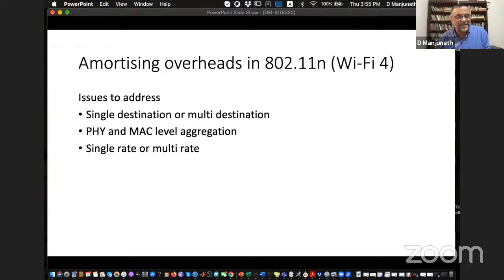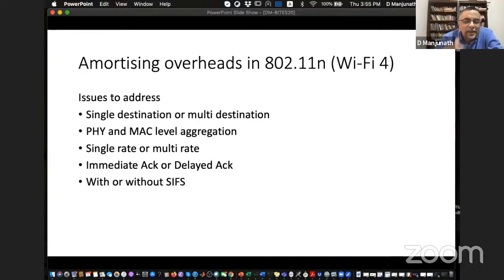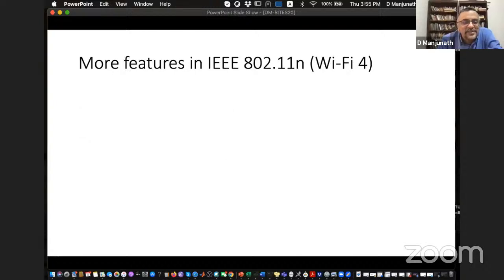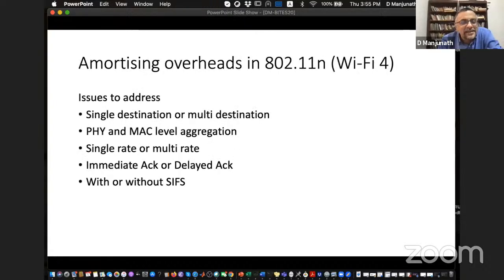Again, mind you that when I start doing this, things can become very complicated. So I'm not going into the details of this. I'm going to expose you to the problems that one needs to address. One more question to ask is, when do you acknowledge? Does the transmitter acknowledge as soon as it receives a packet, or does it wait till all the packets are received to acknowledge? Then there is something called SIFS, which I have not introduced as part of this course. So that's another thing that needs to be used.